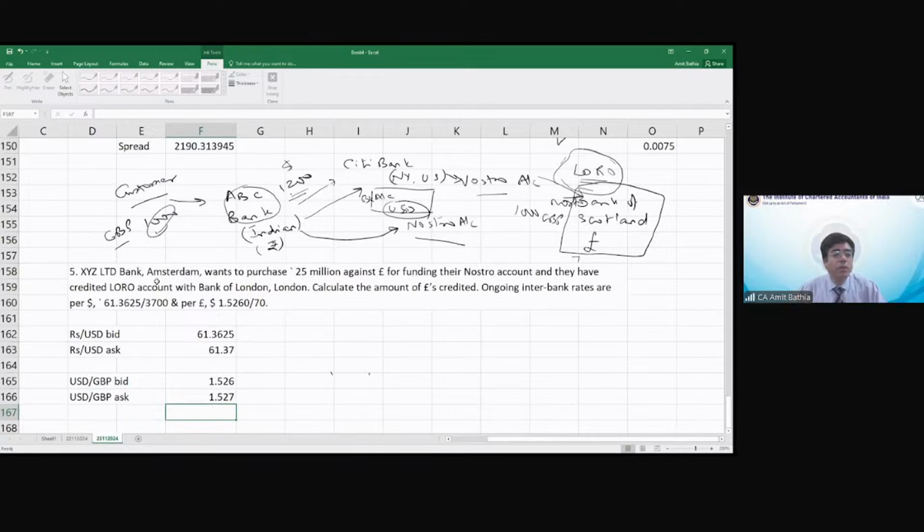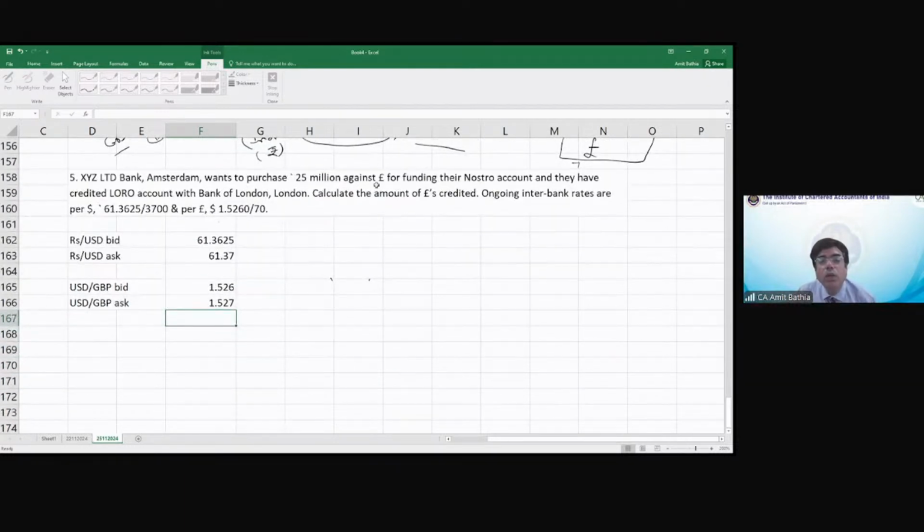Now, we are told XYZ Limited Bank, Amsterdam, wants to purchase rupees 25 million against pound for funding their Nostro account, and they have credited Loro account with Bank of London. Calculate the amount of pounds credited. First and foremost, their home currency is GBP. So you are going to convert GBP into USD, and then convert that into INR. This will be the route: GBP will be converted to USD and USD will be converted to INR.